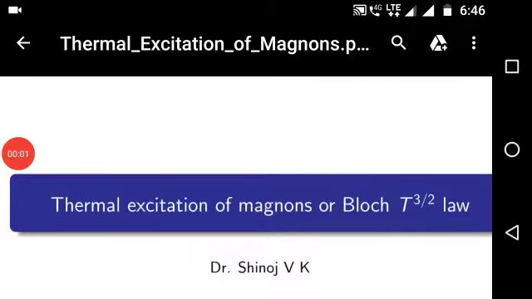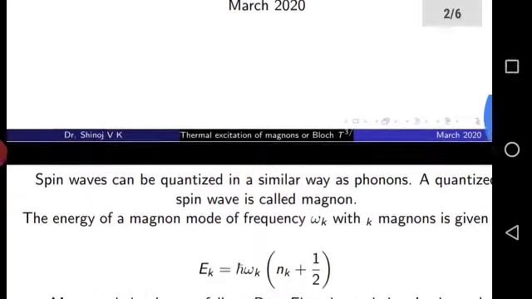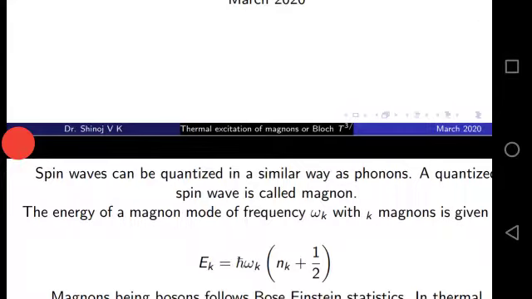Hi, today we are going to discuss the thermal excitation of magnons, which is also called the Bloch T raised to 3 by 2 law. In the last lecture, we understood that the spin wave can be quantized in a similar way as phonons, and a quantized spin wave is called a magnon. The energy of a magnon mode of frequency omega with n magnons is given by these expressions.